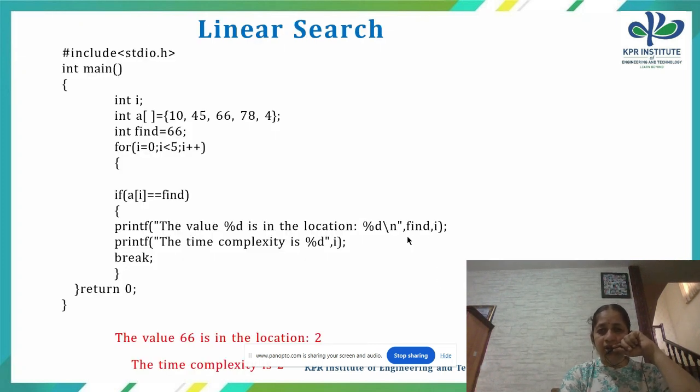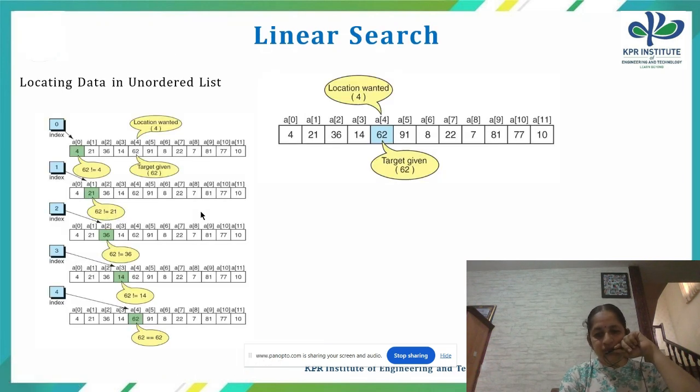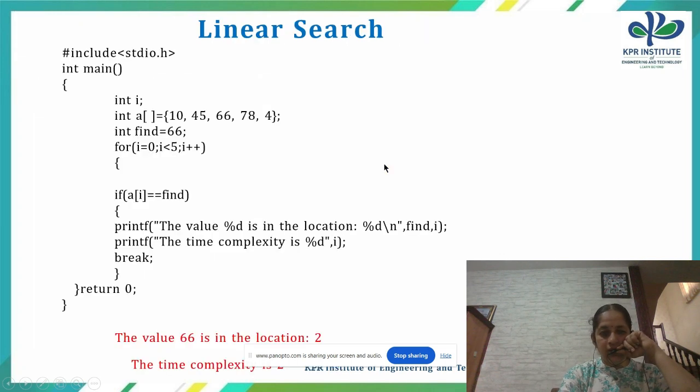This is the program for linear search. We have 5 elements: 10, 45, 66, 78, and 44. A is the array name, and the number to be found is 66. If a of i is equal to the target, then print the value and break. Otherwise, you continue till the size of the array. Whatever the size is, we can have it as a dynamic input also. This is one more example shown for the program.